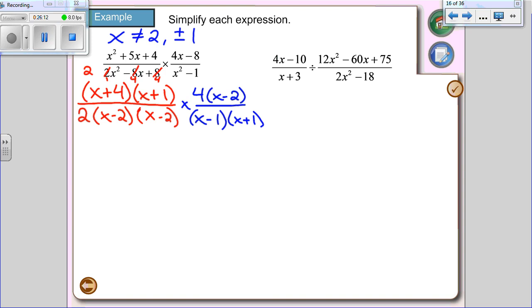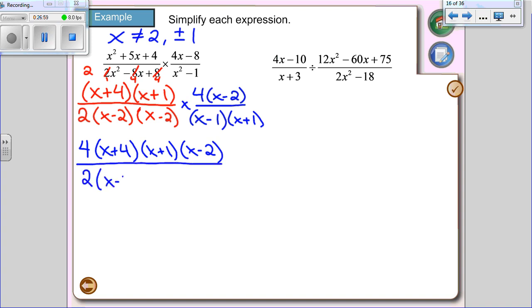Now, you need to multiply the tops, multiply the bottoms. If you're getting good at this stuff, you're going to notice that nothing along the top multiplies together. The 4 is just going to move to the front of everything, and everything else stays the same. On the bottom, nothing can multiply together again. You have all these different binomials. So, to write that out quickly, you're just going to go 4, x plus 4, x plus 1, x minus 2. Along the bottom, 2, x minus 2, x minus 2, x minus 1, x plus 1.